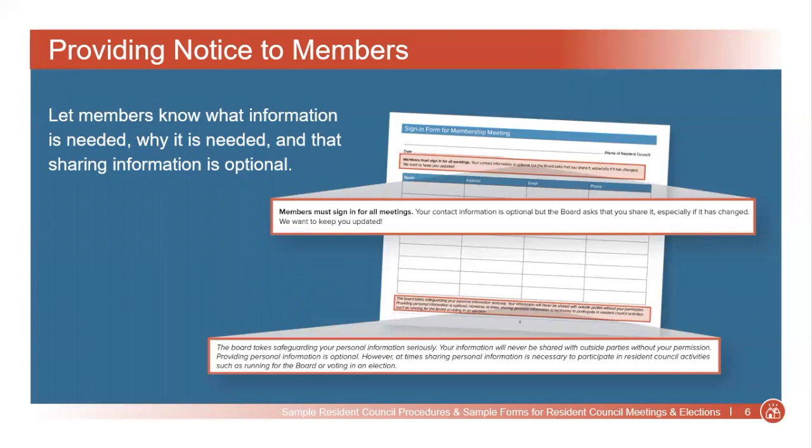It also explains the reason this information is being collected, so that the board can keep members updated. At the bottom of the form, it then explains further how the information is used. It states, the board takes safeguarding your personal information seriously. Your information will never be shared with outside parties without your permission. Providing personal information is optional. However, at times, sharing personal information is necessary to participate in resident council activities, such as running for the board or voting in an election.